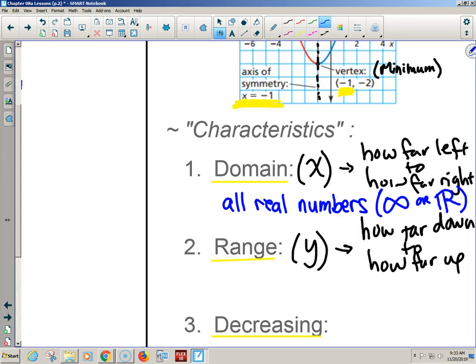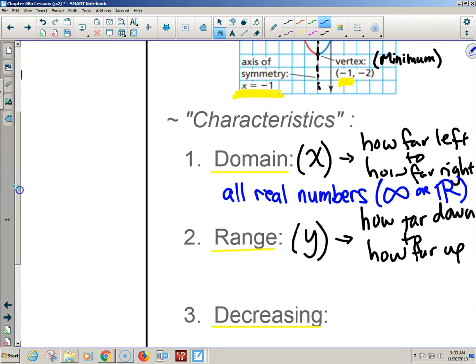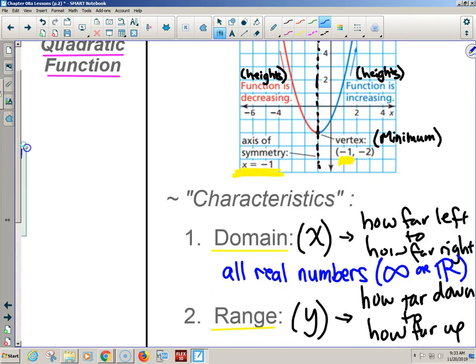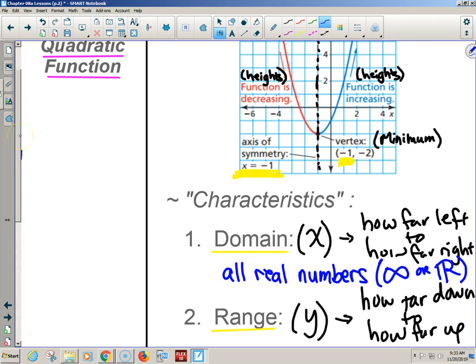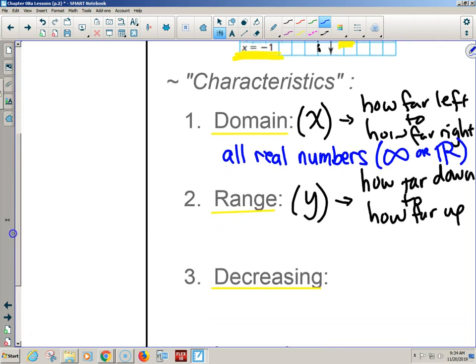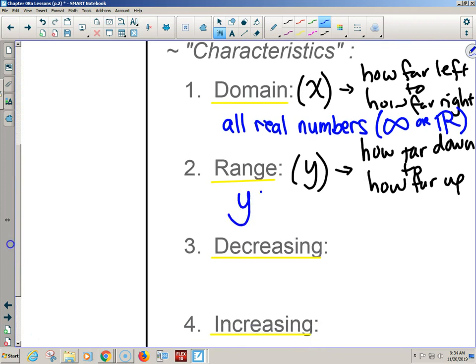But even though how far left and how far right doesn't stop for a parabola, it goes on forever, how high and how low definitely does. So for this one up here, do you guys see how this parabola went down to -2 and that's it? Is it ever going to go below if it just keeps on going forever? No. So how low does it go? -2. How high does it go? Forever. And how do we write that with math symbols? We say, well, inequalities. Y is going to be greater than or equal to -2.